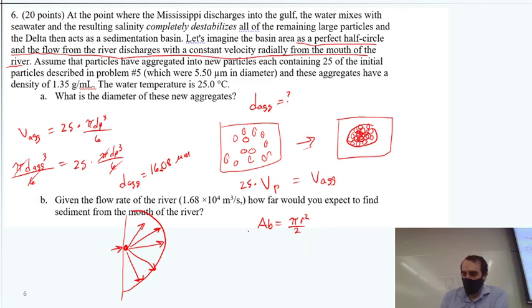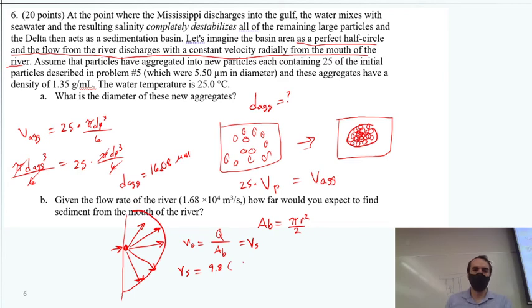To find that, we know that our, so to speak, design velocity, which describes a basin that perfectly removes all of our particles at V naught, is going to be equal to the flow rate going through that basin divided by the area of the basin. And with that, we can equate that as well to the settling velocity that these particles will have. And we can then calculate, okay, what is that settling velocity given our equation?